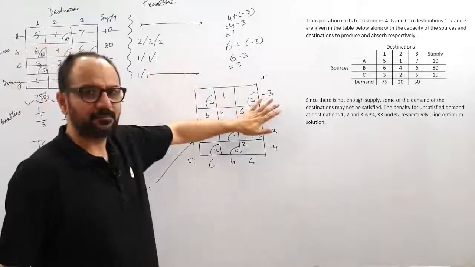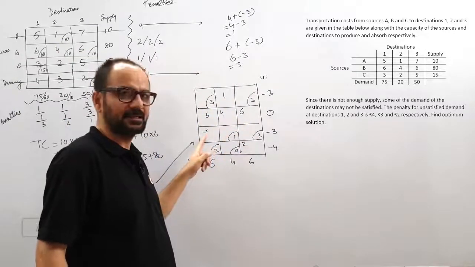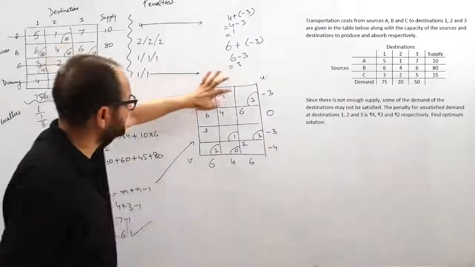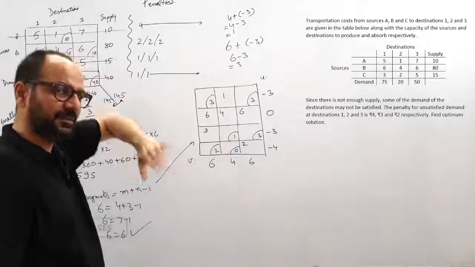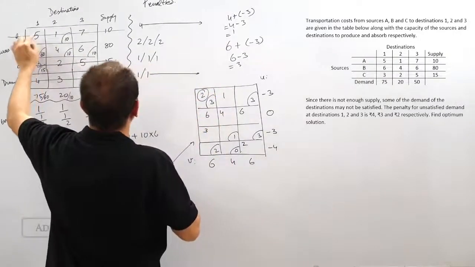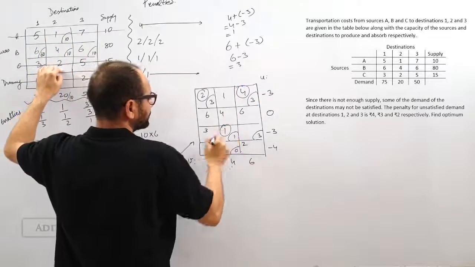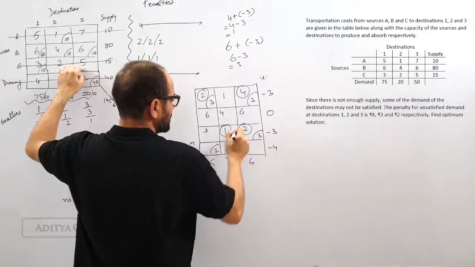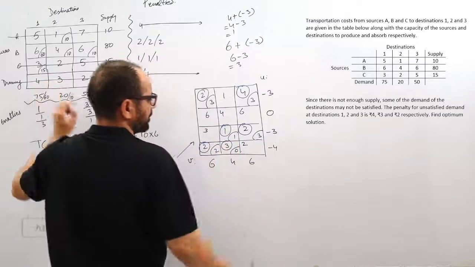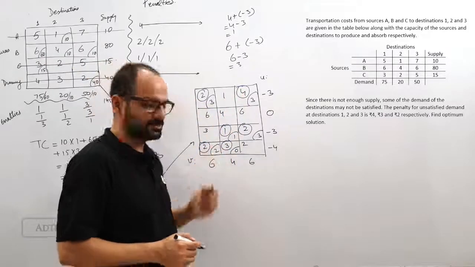So first step was make a new matrix, second step was transfer the costs of assigned cells, next step was add these U and V values to get these new values, and last step is subtract these new values from the original ones. Like I had 5 minus 3 would give me a 2. I had a 7 minus this 3 would give me a 4. 2 minus 1, 5 minus 3, 4 minus 2, and 3 minus 0. Now we can see that this is plus 2, plus 4, plus 1, plus 2, plus 2, plus 3.